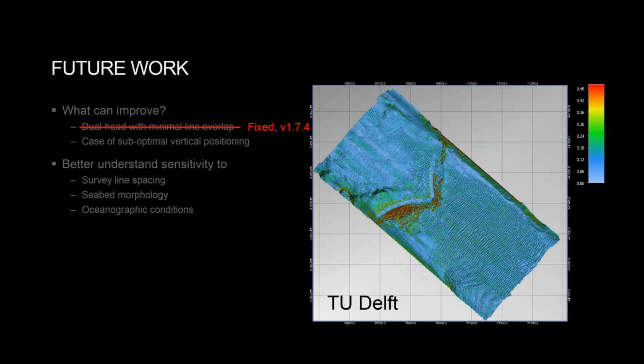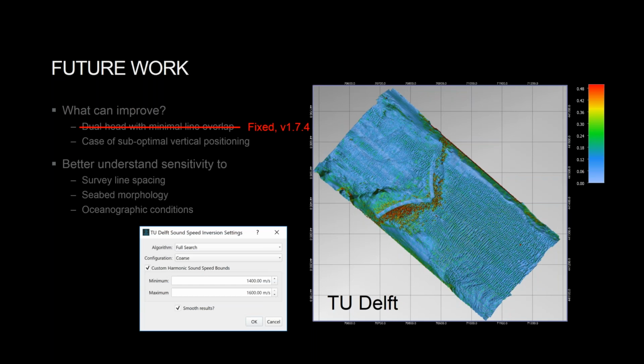That was fixed in version 1.7.4, which shipped several weeks ago. And that also included a new parameter to allow you to constrain the results of the harmonic sound speed output, to basically box it in a little bit to something that's reasonable to cover the range of oceanographic conditions. And this helps it find the right solution.